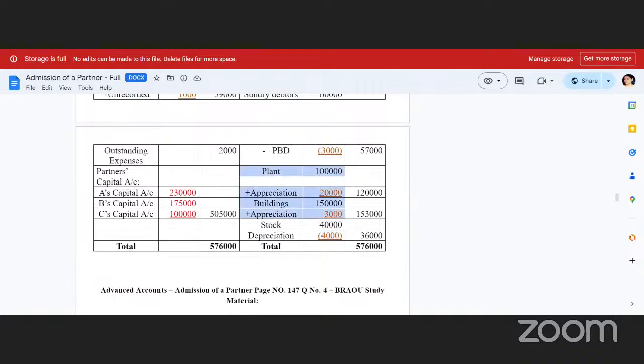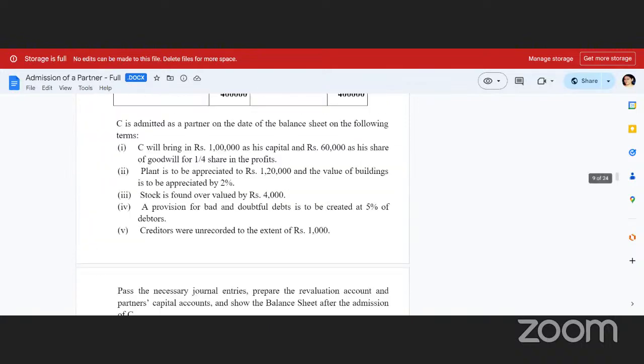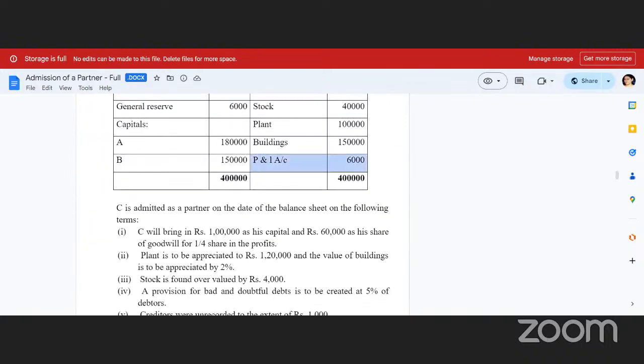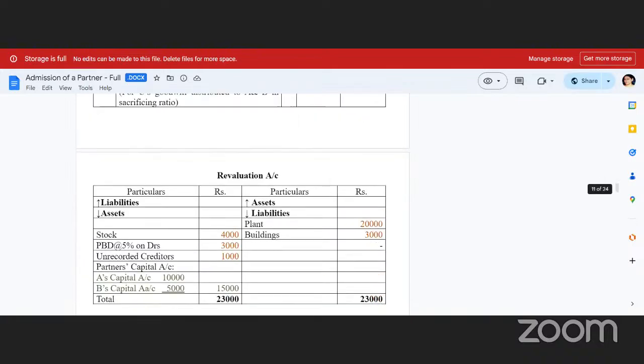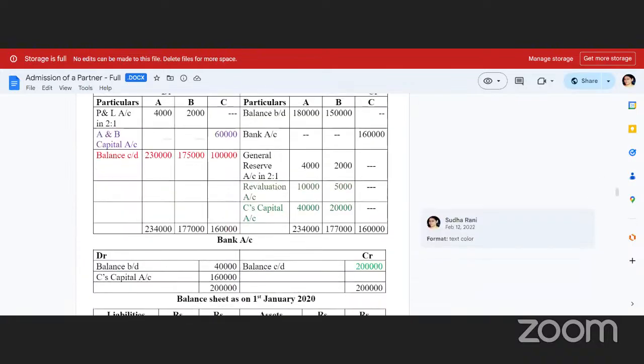Got it? Now what is left in the balance sheet? P&L account. Can we take this P&L account in the new balance sheet? Already we took. Can we take P&L account in the new balance sheet? Yes or no? No. Very good. Why no? Already we took. Very good. We already took it in the partner's capital account one time. So balance sheet items only one time. So we already took the P&L account.